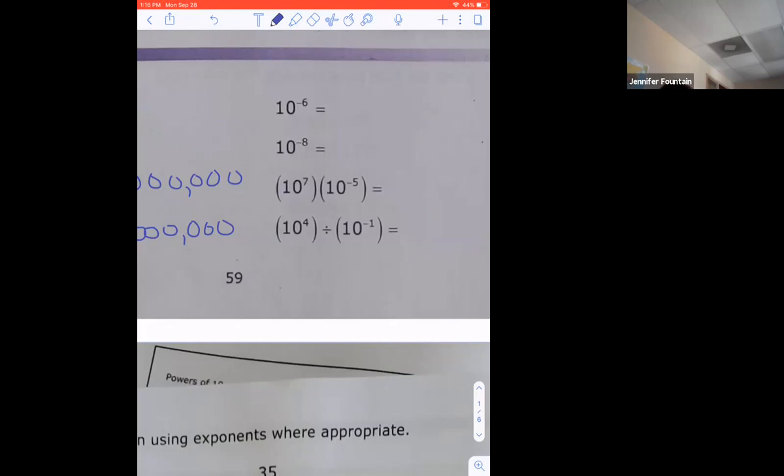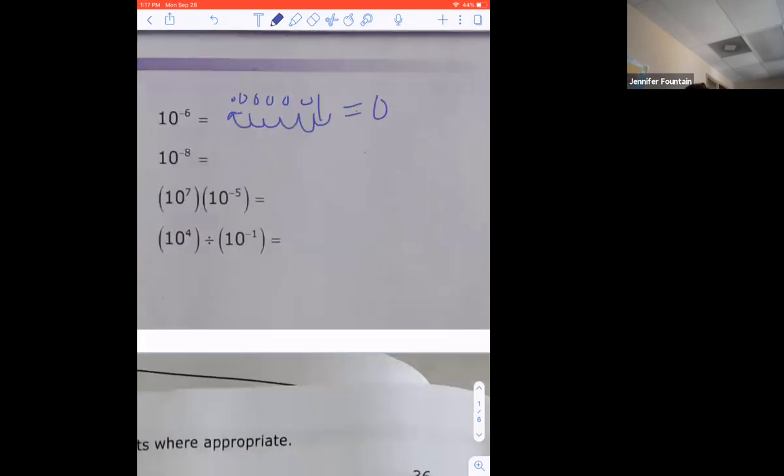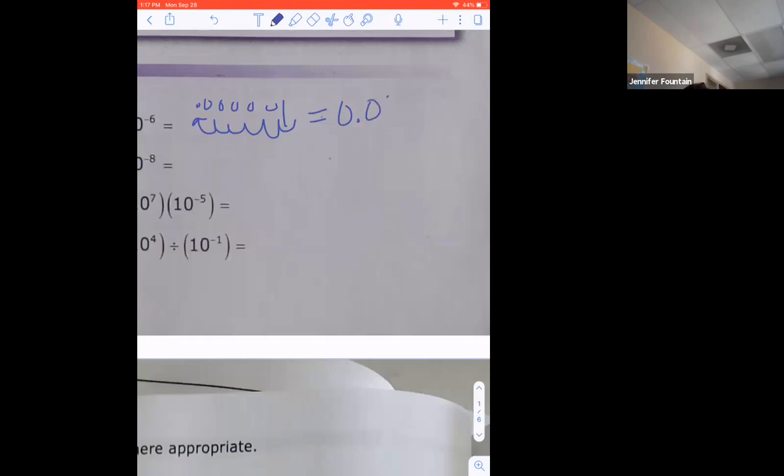All right, so the first one, we have 10 to the negative 6. So we start with our 1 and go back 1, 2, 3, 4, 5, 6 places. So we put our decimal there, backfill with our zeros. So that means I'm going to have 0 decimal, 1, 2, 3, 4 zeros, and then a 1.